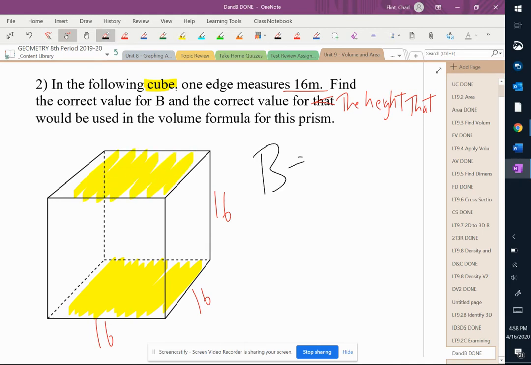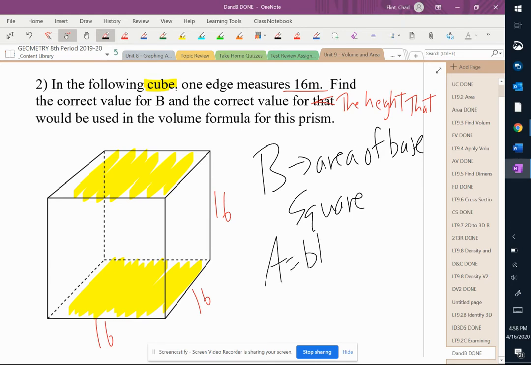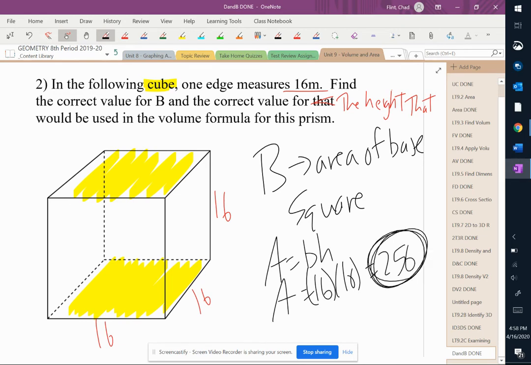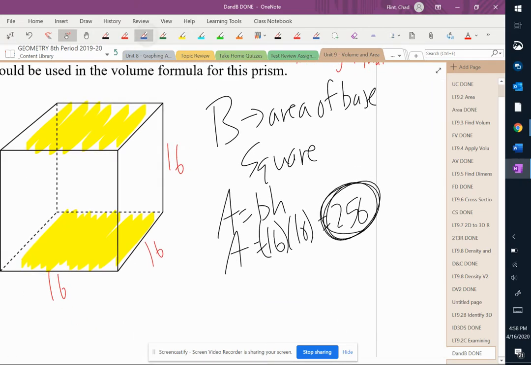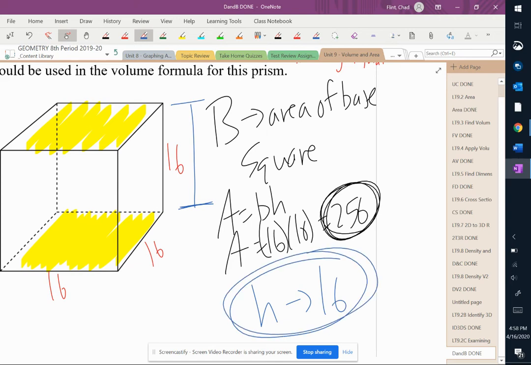So this capital B, area of the base, well, it's a square. So area is base times height, and the good news is the base and the height of a square are exactly the same. So capital B would be 256. And then it says, what's the height? Well, if those are our bases, that's our height. So the height's 16.